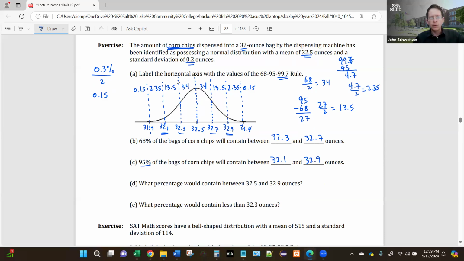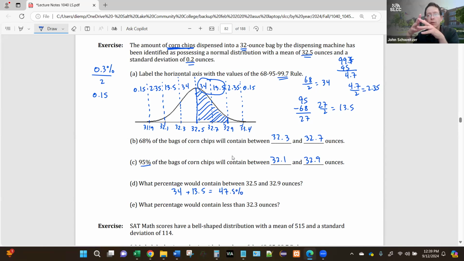Okay. So you're still probably wondering why I went through with that full segmentation. Well, the next question I think will explain why we want to do that full segmentation. What percent would contain between 32.5 and 32.9? Okay, so now it's just a little bit different, right? But if you see the two numbers up there, we can just say, well, there's 34% in the first part, and then there's 13.5% in the second part, for a total of 47.5.